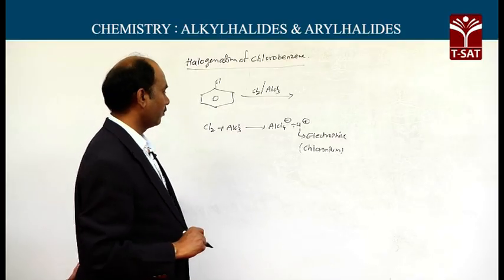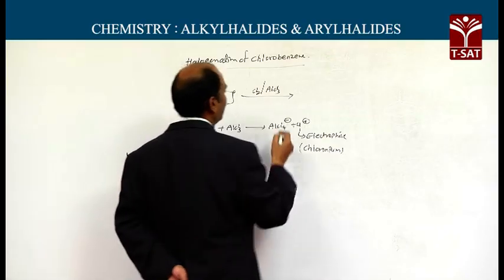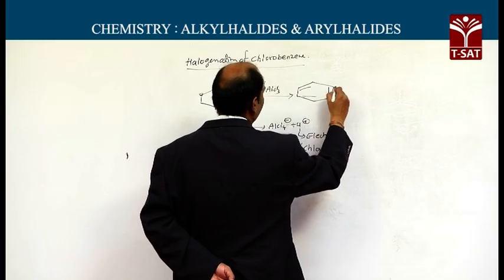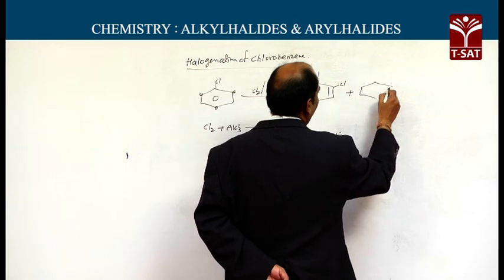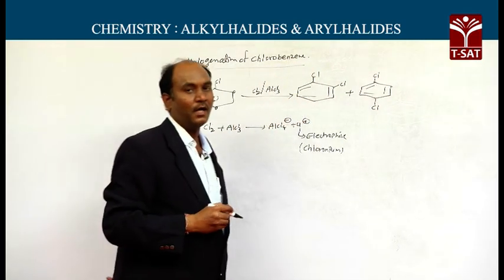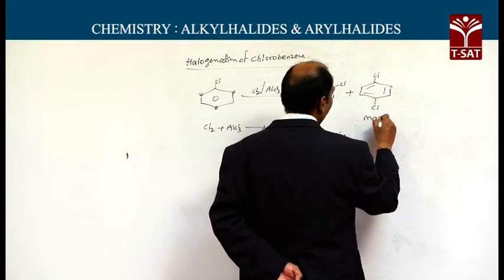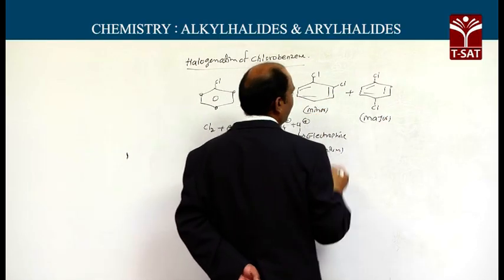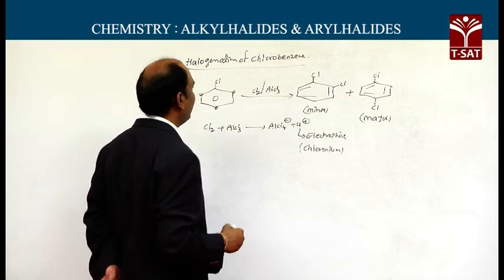This chloronium electrophile attacks at which position? At the ortho and para positions, it is an ortho para director. This gives ortho dichlorobenzene and para dichlorobenzene. Para-dichlorobenzene is the major product and ortho-dichlorobenzene is the minor, because due to steric hindrance the ortho is minor.